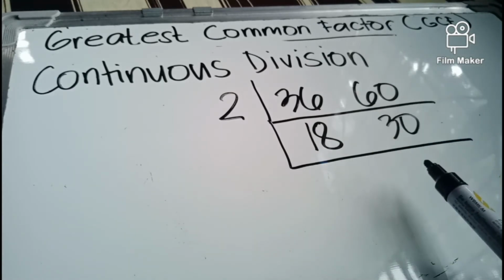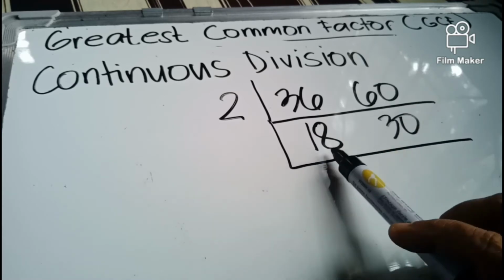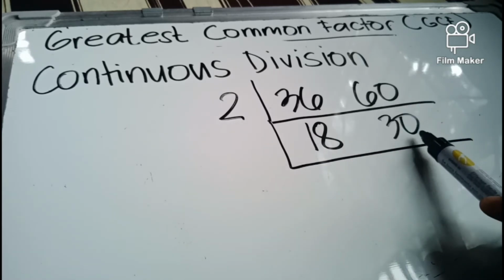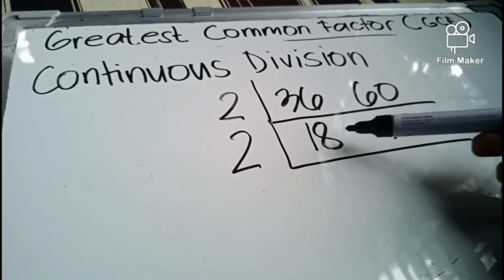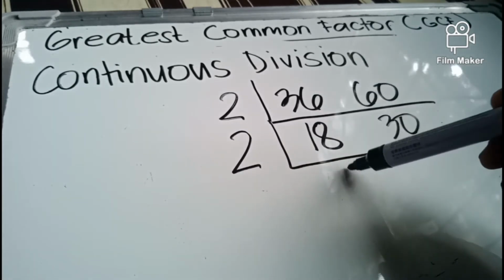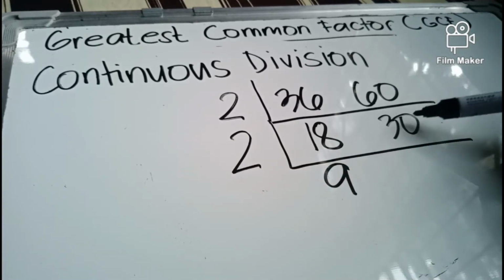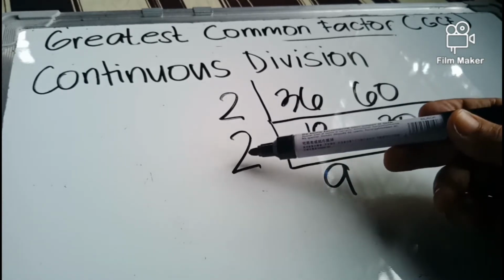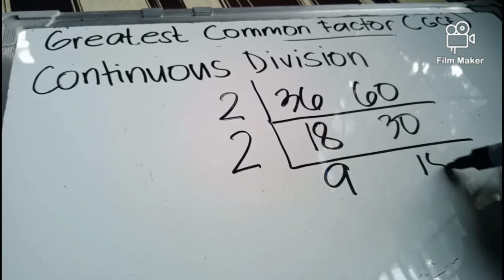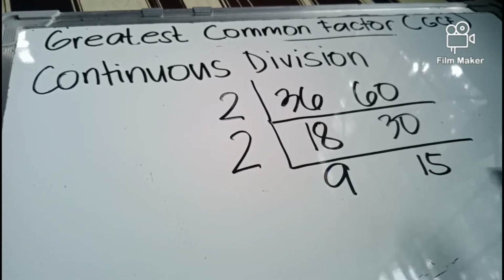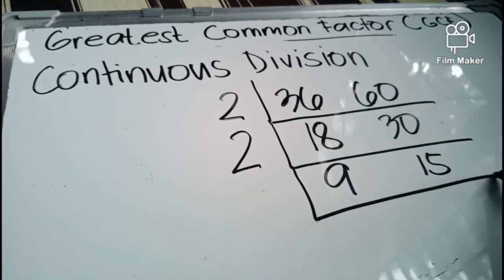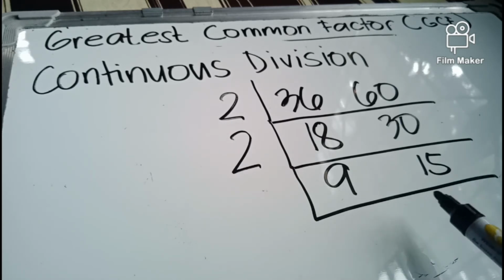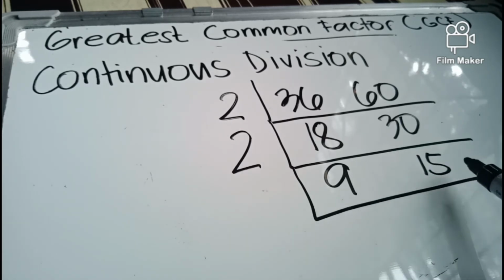So, mag-isip naman tayo ng prime number na pwedeng ma-divide sa 18 at saka sa 30. And we have 2. So, 18 divided by 2 is equals to 9. 30 divided by 2 is equals to 15. So, meron na tayong 9 and 15. And then, patuloy-tuloy pa rin tayong magdi-divide hanggang mayroong prime divisor na pwede sa 9 at 15.